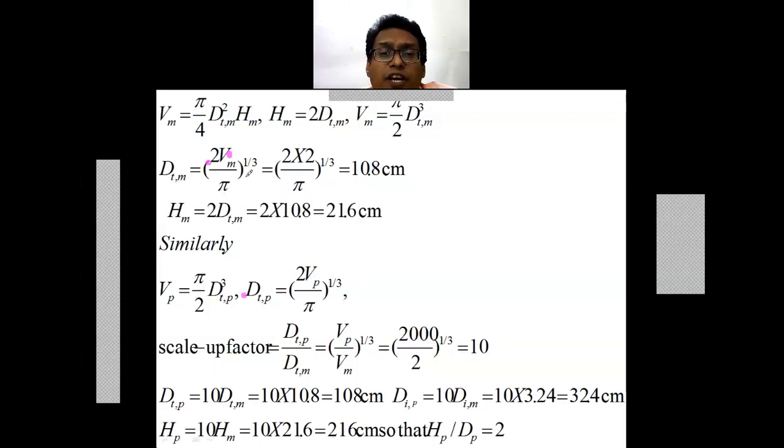They have been equated, so that I get a ratio dTp upon dTm equal to Vp upon Vm raised to 1/3. So this is the scale factor that corresponds to the volume of the prototype in terms of the diameter of the tank. That scale factor comes out as 10 now.